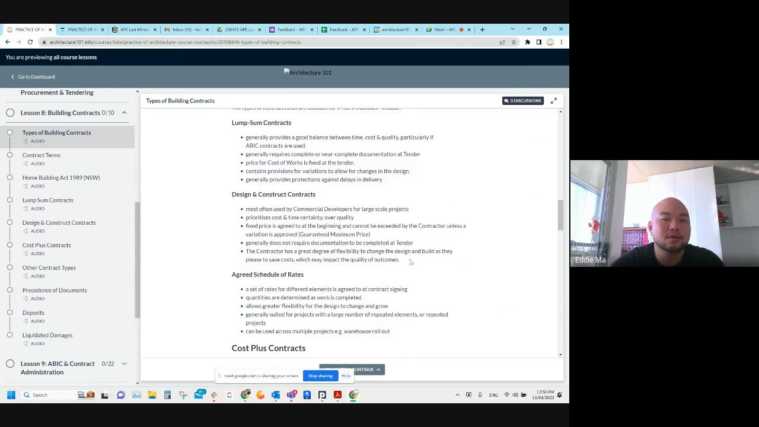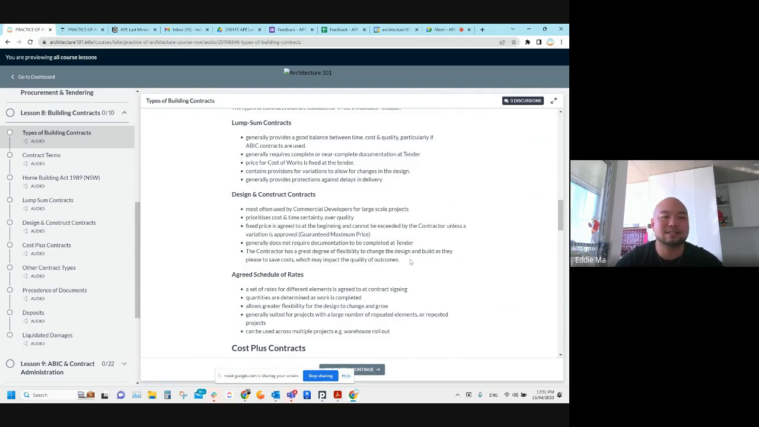So what usually happens in an ABIC contract is you have 100% documentation, everything is detailed, everything is specified, it's a stack of documents sent to the builder. They price it over a tender, and then they come back with a contract price saying, okay, we're going to build it exactly to these specs that you've given us, and here's the price. Design and construct contracts don't work like that.